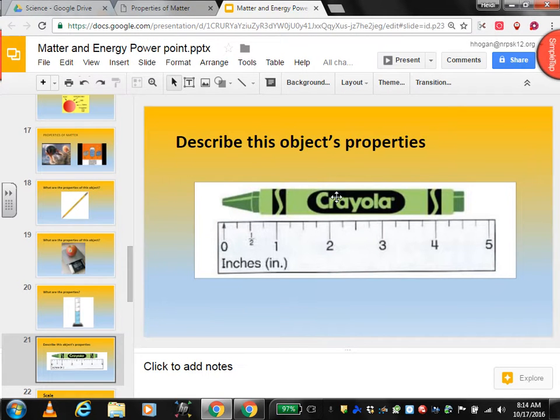What are the properties of this crayon? How would you describe that to somebody? And they gave you a ruler because that's a measurable property. But how would you describe it, what it looks like, and what it does?